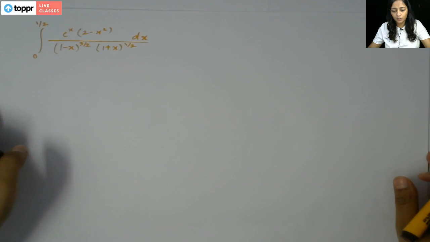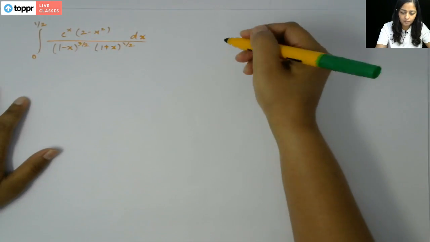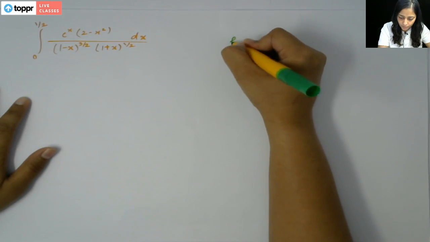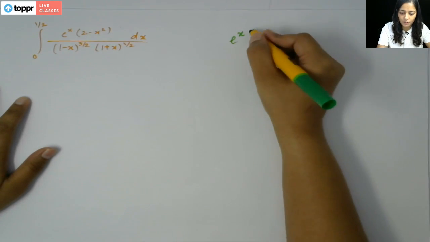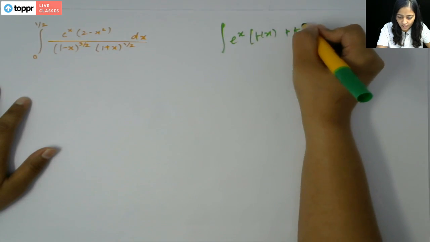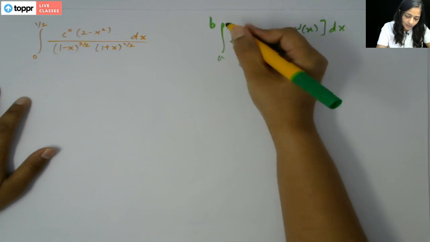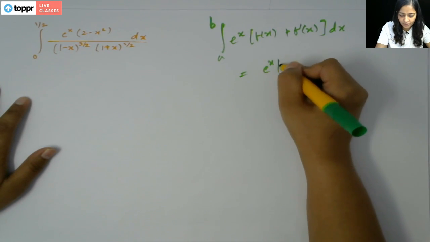Now we have another question. It seems difficult at the first moment, but make sure you remember the property when you see e raised to the power x. The integration of e^x (f(x) + f'(x)) dx from a to b is always equal to e^x f(x).